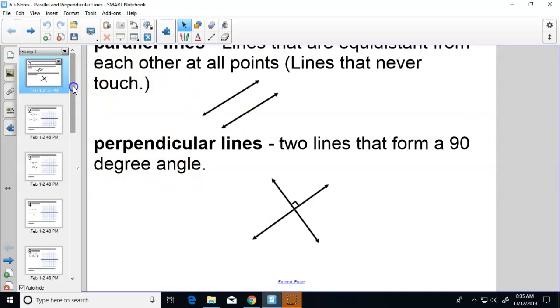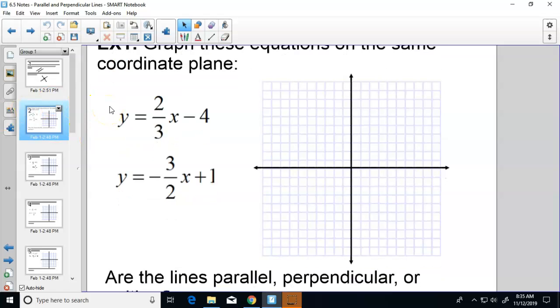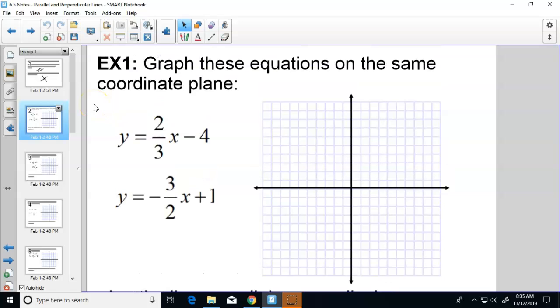So what I want you to do first, these first several slides are ones that I just want you to graph for me. Okay? So it's got two lines. So we'll do the first one together, but then I'm just going to let you do the others yourself, because hopefully you know how to graph a line. If not, we will work on it. We're just going to graph both of these lines. So we've got y equals 2/3 x minus 4.